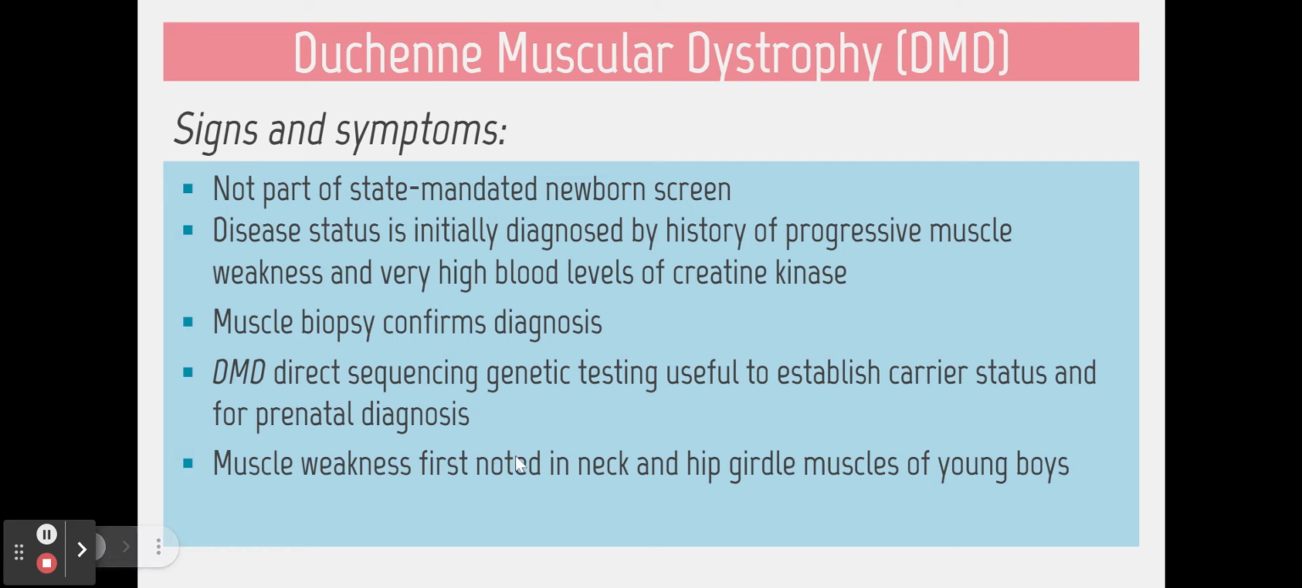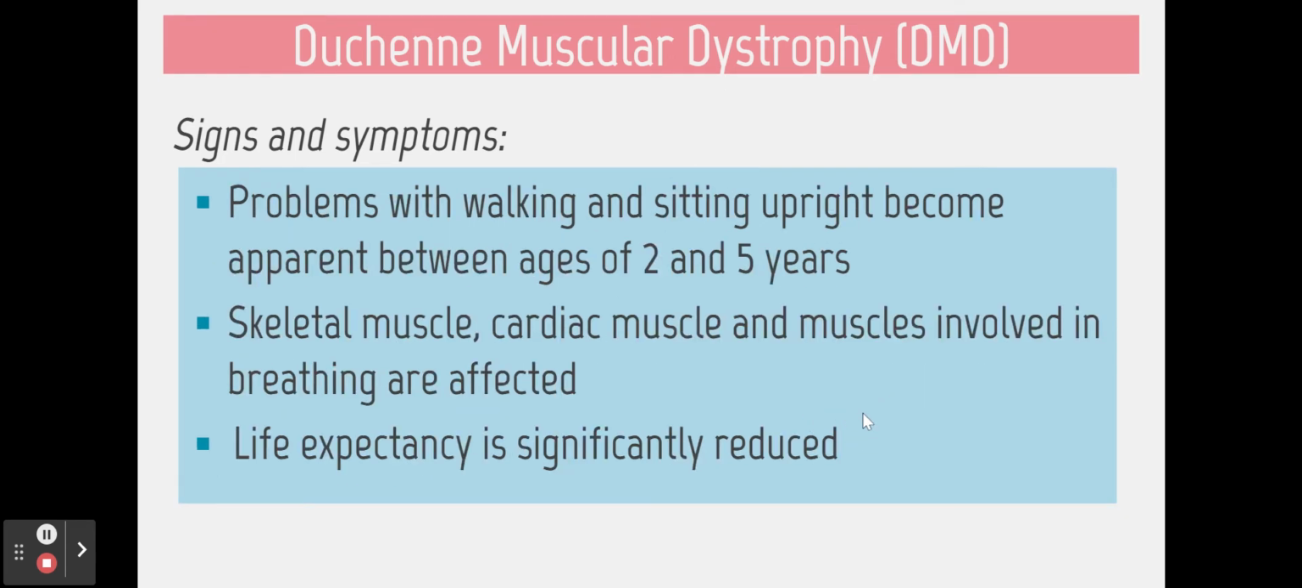The muscle weakness is noted in the neck, and that's why sitting up is harder. Hip girdle, and that's why walking is harder. And you see the toe walking, it's like a compensation mechanism. So problems with walking and sitting upright become apparent somewhere early in childhood. It's usually diagnosed very early.